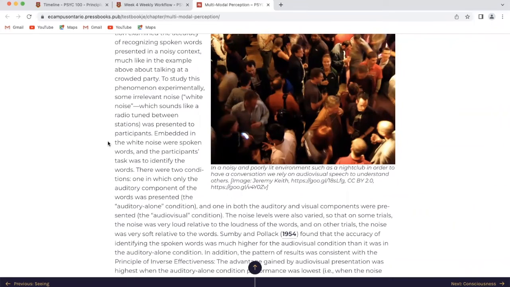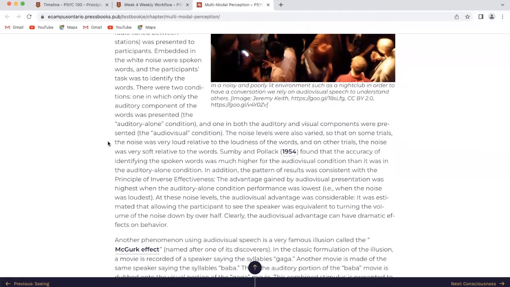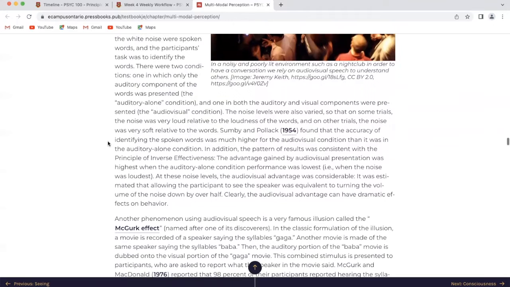There were two conditions, one in which only the auditory component of the word was presented, the auditory alone condition, and one in which both the auditory and visual components were presented, the audio-visual condition. The noise levels also varied so that on some trials the noise was very loud relative to the loudness of the words, and on other trials, the noise was very soft relative to the words. Sumby and Pollack in 1954 found that accuracy of identifying the spoken words was much higher for the audiovisual condition than it was in the auditory alone condition.